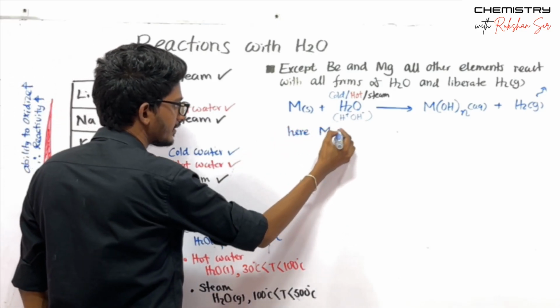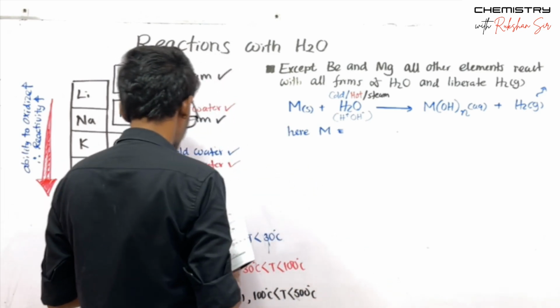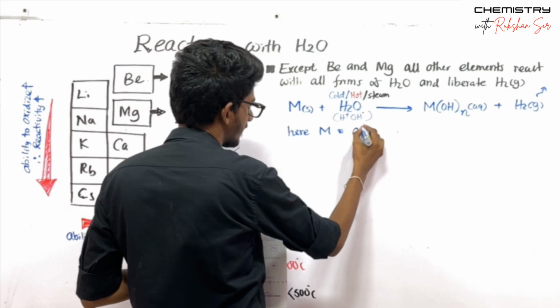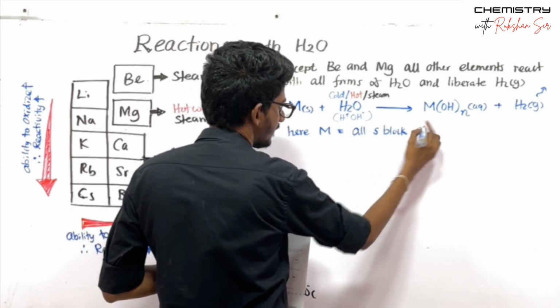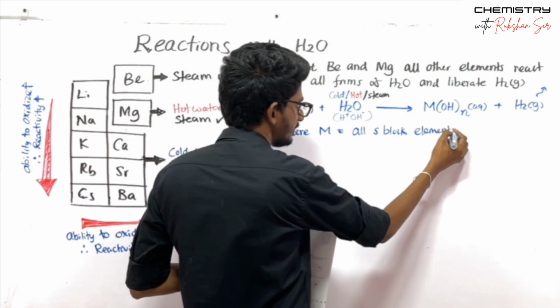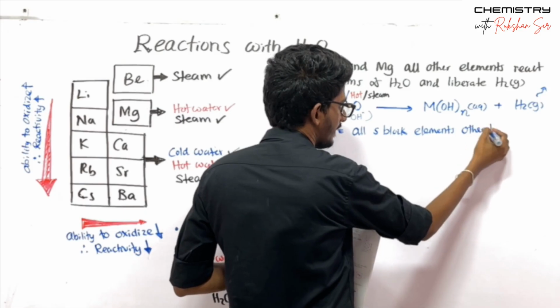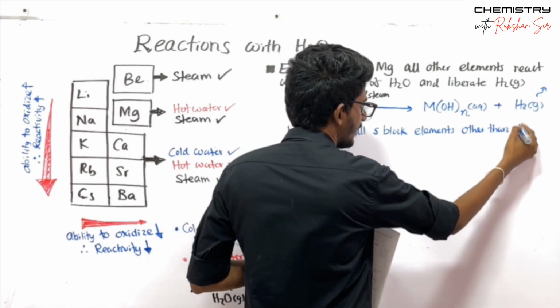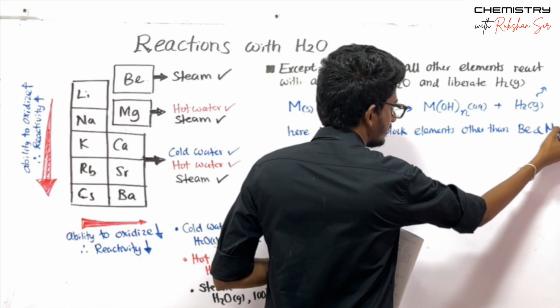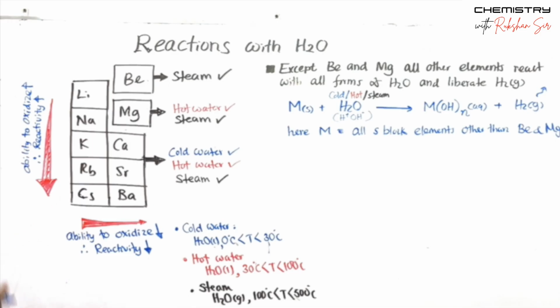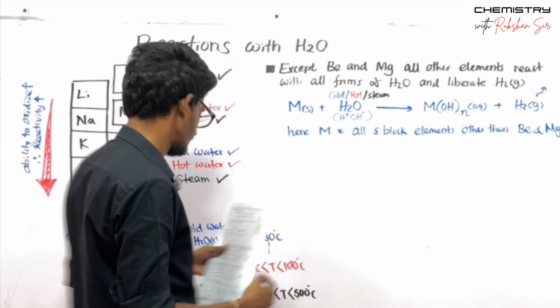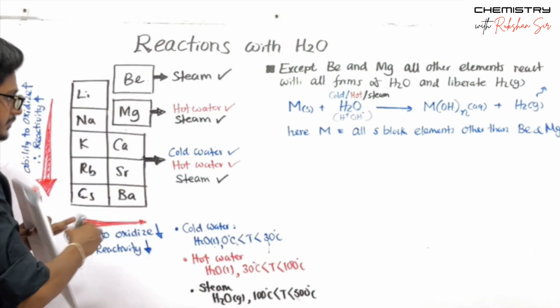Here M represents all S block elements other than beryllium and magnesium. Okay, got the idea? All right. So you need some examples.